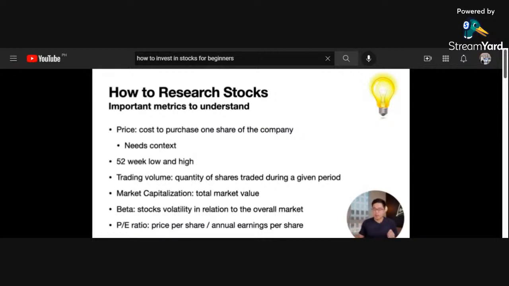Another key term is beta, and this is the stock's volatility in relation to the overall market. So basically, a beta of under 1 means that the stock is less volatile than the current market, and a beta of over 1 means that it's more volatile. And you have the PE ratio, which stands for price to earnings ratio. It's the price per share divided by the annual earnings per share. And that annual earnings per share, I know it's a little bit confusing, but that is the total earnings divided by the total shares outstanding.